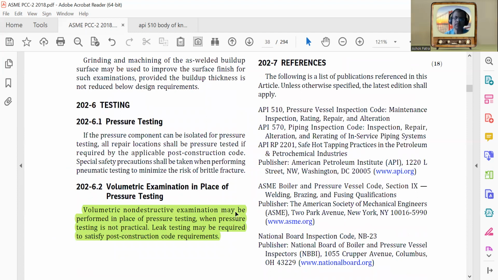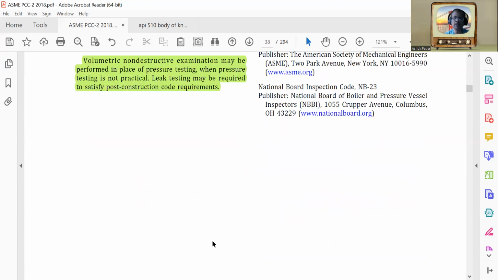Volumetric examination in place of pressure testing. Volumetric non-destructive examination may be performed in place of pressure testing. When pressure testing is not practical, leak testing may be required to satisfy post-construction code requirements.